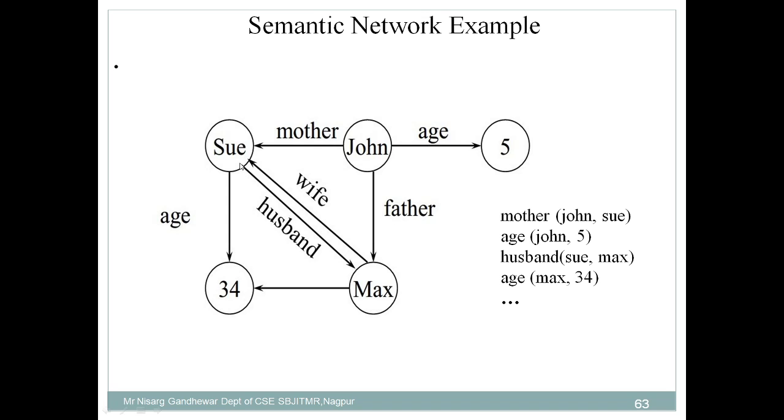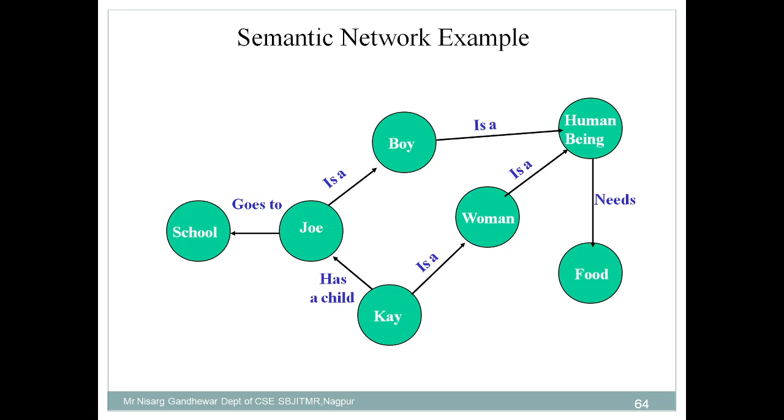Similarly, here you can also see between Max and Sue, one relationship is wife and the second one is husband. So this is what a simple semantic network is. We'll discuss more about semantic networks also. So this is another example of a semantic network.